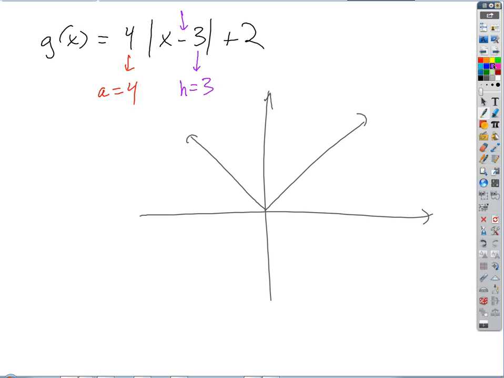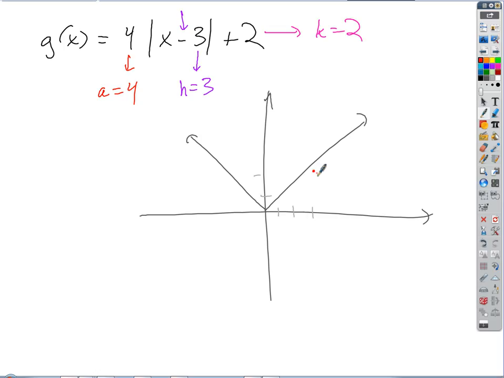And then last one, Bailey, what's this one right here at the end? The one I'm adding out at the end? K. K, good. So k equals 2, so that means I'm doing what? Up 2, right? So let's take this vertex then, and we're just going to translate this thing, where? Right 3, up 2. Everybody agree? So the new vertex is going to be right there.